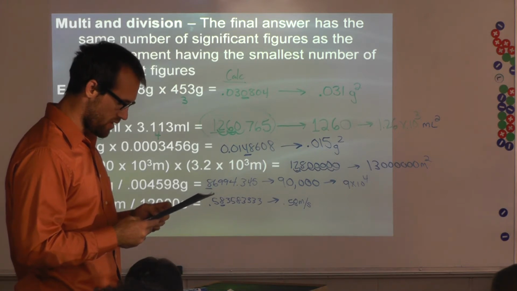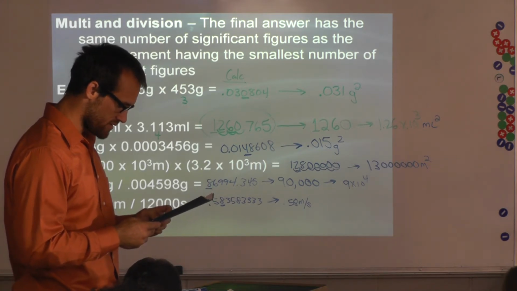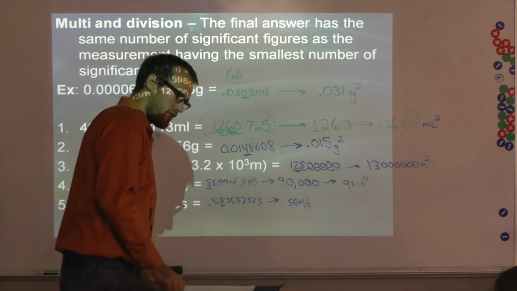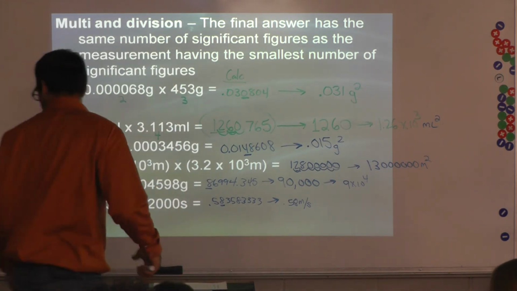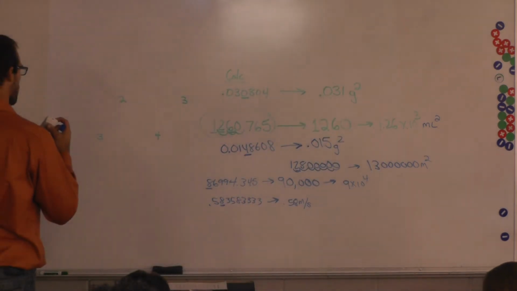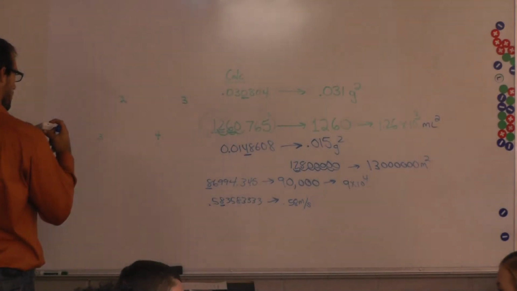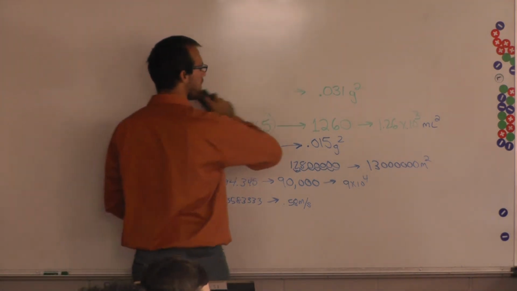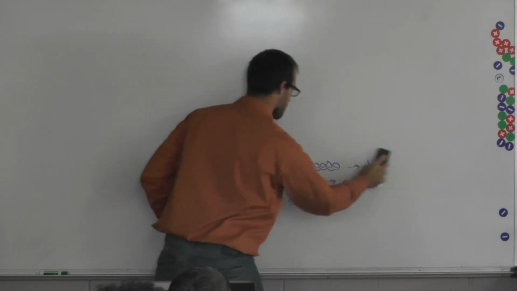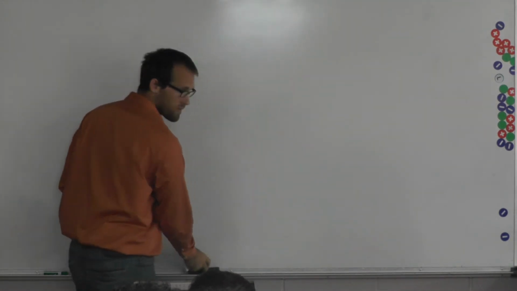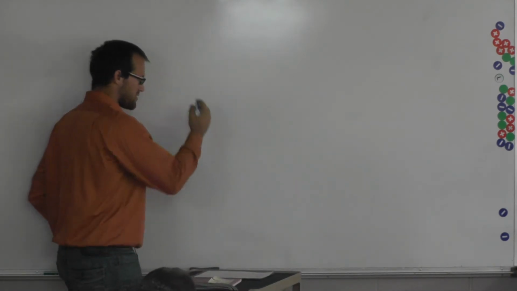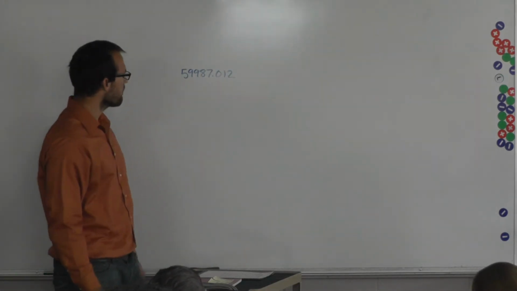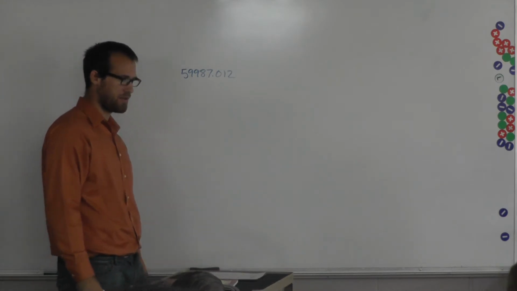Number 8 and 10, we should do one of them together, because that's a little tricky. Let's do 10 together. Okay, everyone, get 10. Identify what the calculator answer gives you, please. Alright, number 10. What do you get for a calculator answer? 59987.012. Something like that. Okay. Alright, identify how many sig figs I gotta write it to. 3.